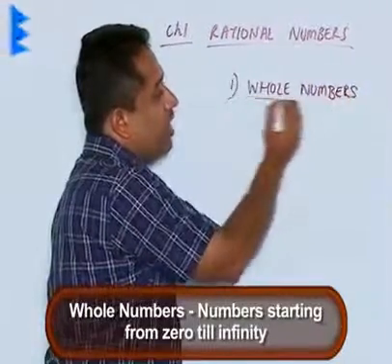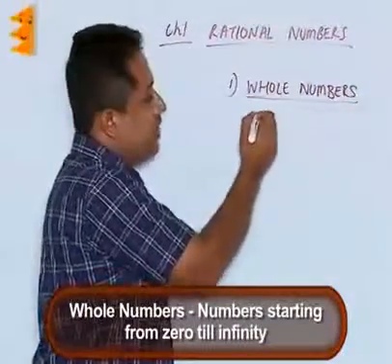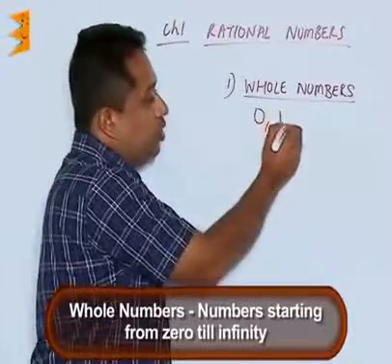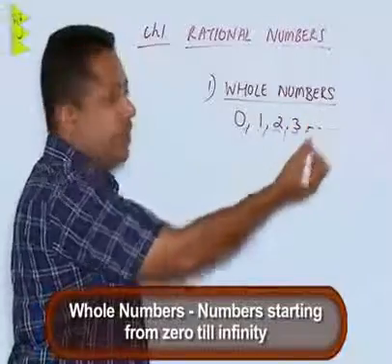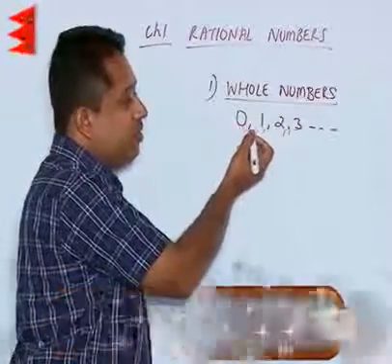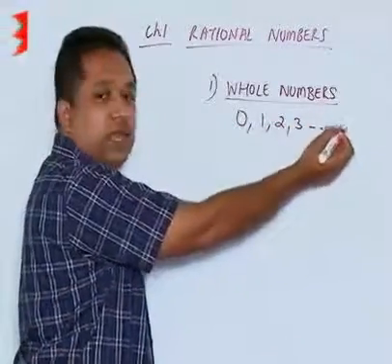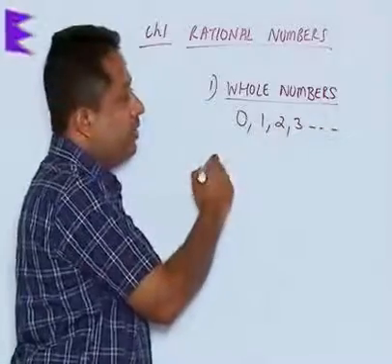So, here we have a series of numbers starting from 0, goes on to 1, 2, 3 and up to infinity. Infinity means it is never ending. So, we have 0, 1 followed by n numbers up to infinity.